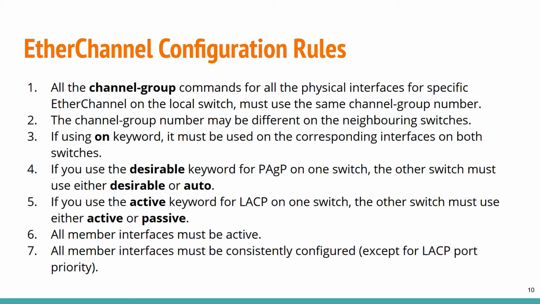Fourth rule: if using the desirable keyword for PAgP on one switch, the other switch must use either desirable or auto. Fifth rule: if you use the active keyword for LACP on one switch, the other switch must use either active or passive. Sixth rule: all member interfaces must be active. And the seventh one: all member interfaces must be consistently configured except for LACP port priority.